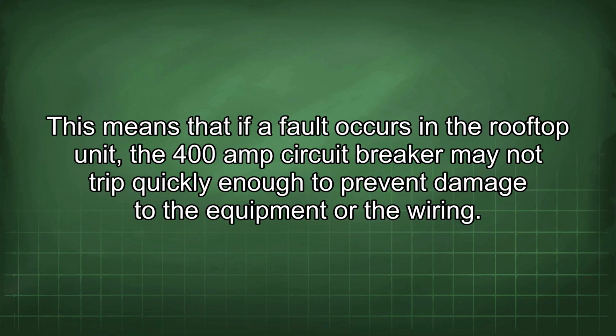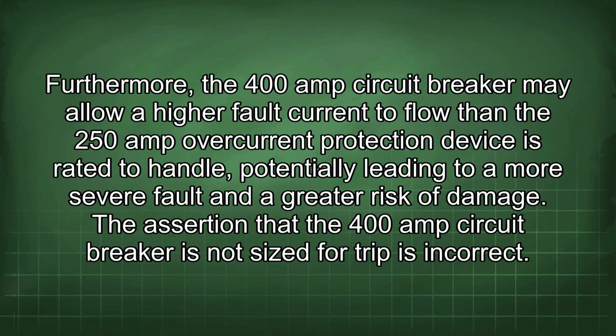This means that if a fault occurs in the rooftop unit, the 400 amp circuit breaker may not trip quickly enough to prevent damage to the equipment or the wiring. Furthermore, the 400 amp circuit breaker may allow a higher fault current to flow than the 250 amp overcurrent protection device is rated to handle, potentially leading to a more severe fault and a greater risk of damage.